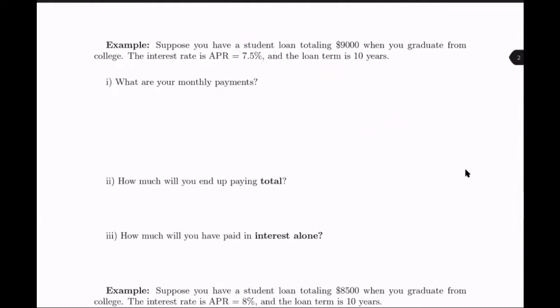So it's going to be, let's assign the letters. So P is 9,000, APR is 0.075, T is 10, and N is still 12 because we're making monthly payments.